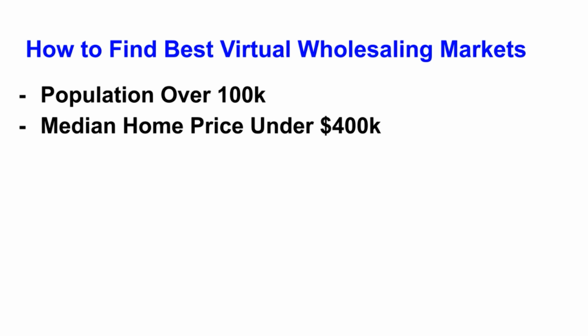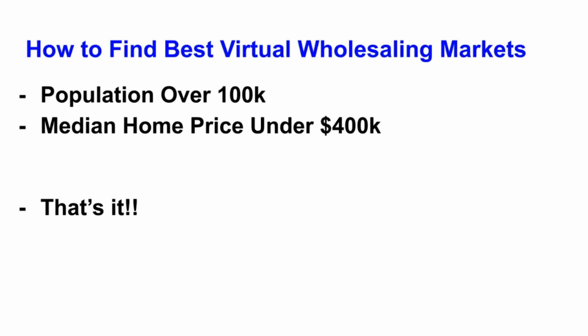A quick Google search for population is going to be pretty simple for the county. And then for the median home price, just searching, let's say, Harris County, Texas median home price space Zillow. The article is going to show you exactly how to do that there. And you can find that data and those statistics pretty simple. And here's the kicker. That's it. Like, seriously, think about this. As long as your county or whatever county in the United States you pick is within those two criteria, it's pretty much going to be a good virtual wholesaling market.